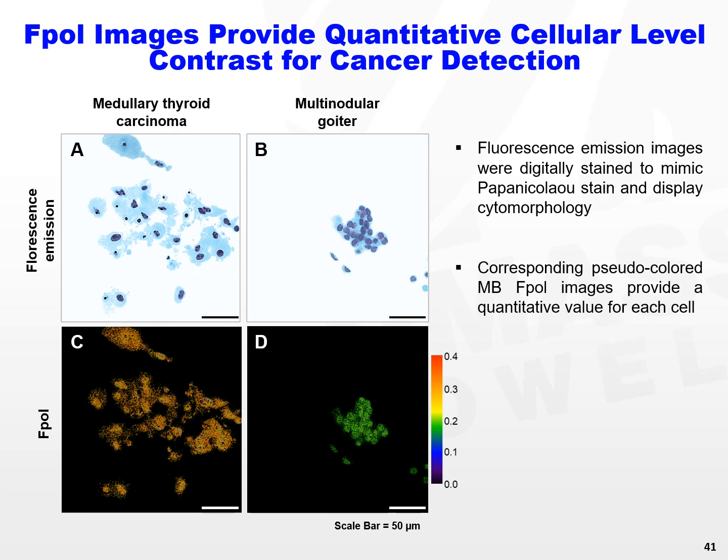In order to help pathologists examine the cells, we digitally stain the fluorescence emission images based on pixel intensity to appear like Papanicolaou stain, with cell nuclei blue-purple and cytoplasm blue-green in color. The corresponding pseudo-colored fluorescence polarization images in the bottom row, panels C and D, provide a quantitative measurement for each cell. Here, the pixel values represent the magnitude of the fluorescence polarization signal, as indicated by the color bar.